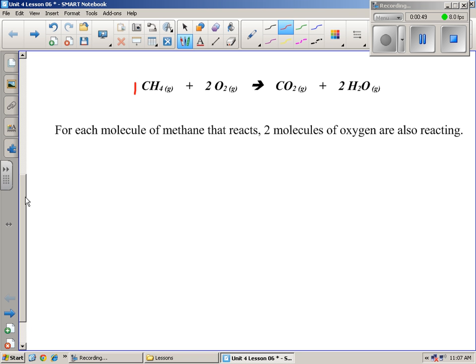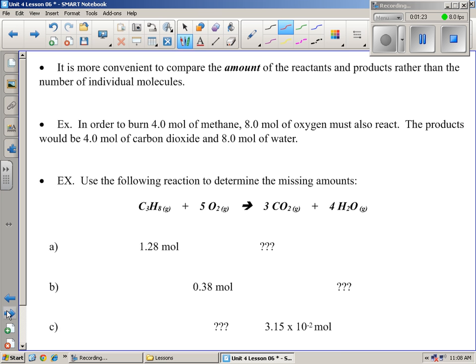So in this case, because it is a combustion reaction, if I burned 1 mole of methane, I'd need 2 moles of oxygen to react with it, balanced chemical equation, and I'd get 1 mole of carbon dioxide, and as a result, I'd get 2 moles of water gas. So for every mole of methane that reacts, 2 moles of oxygen are also reacting with it, and I would get 1 mole of carbon dioxide produced and 2 moles of water produced. That's the balanced chemical equation.